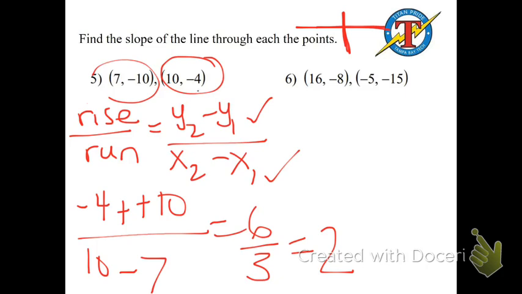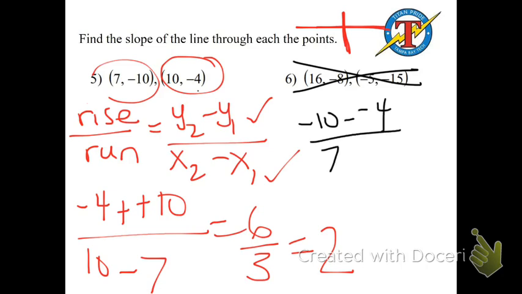second point first. If we did it the other way around, I'm doing the same problem right now. If I had done it the other way around, -10 minus -4 and 7 minus 10. Now my answer would be -10 plus 4, which is -6, and 7 minus 10 is -3, but two negatives still simplify to a +2. So it doesn't matter which order you subtract. Do whatever's easier to you. Just do the same order on the top and the bottom.